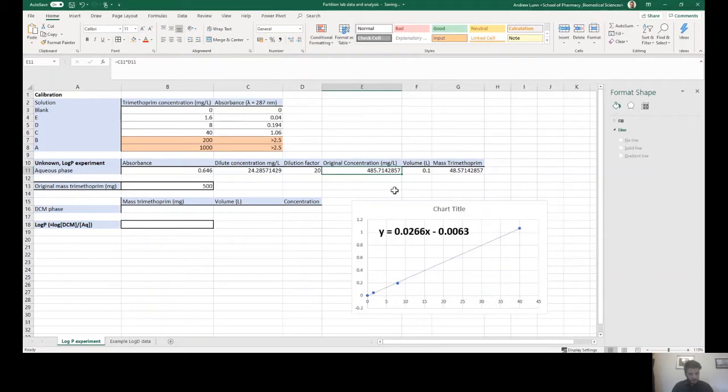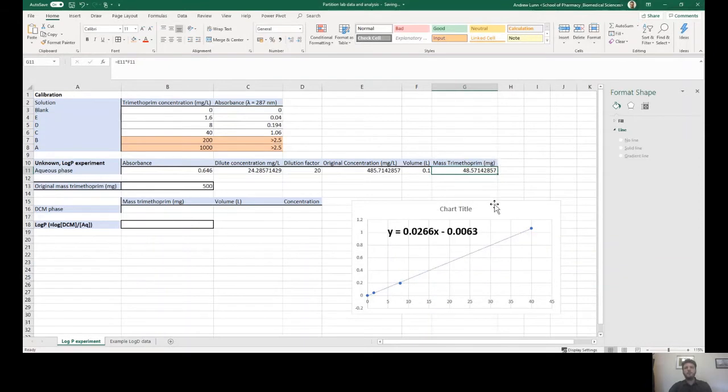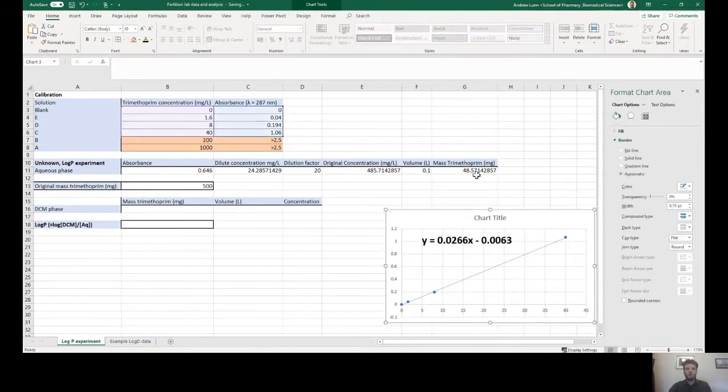Given that the aqueous layer was 100 millilitres, how much trimethoprim is contained in the aqueous layer? So we've done that already. I've moved on and did that already. So we know that's the concentration in milligrams per litre, and to find the mass, we need to know the volume in litres, which was 0.1 litres for 100 millilitres. You simply times the two together to get the mass of trimethoprim, and that will be in milligrams, which I've not labelled on here. So there we go, in milligrams. So we had 48.57 milligrams in the aqueous layer of our log P experiment.